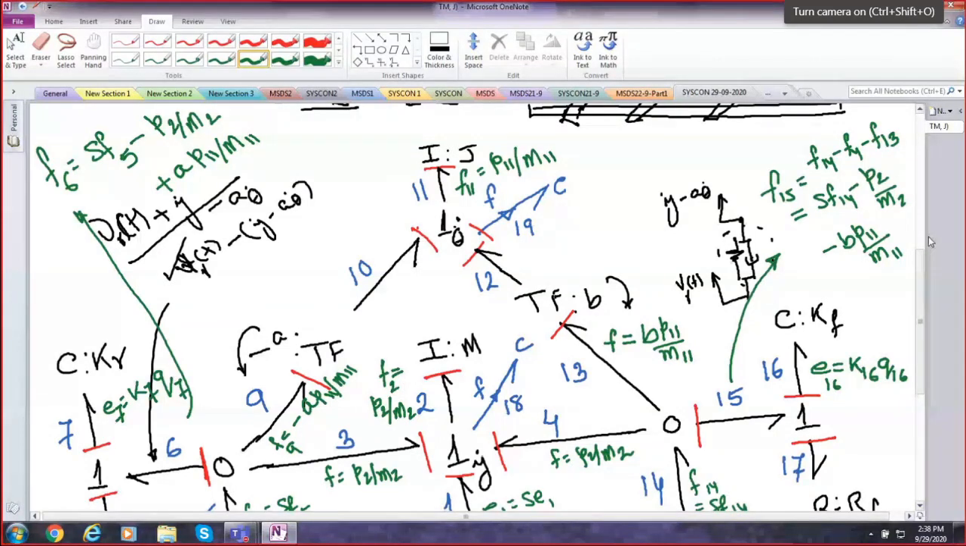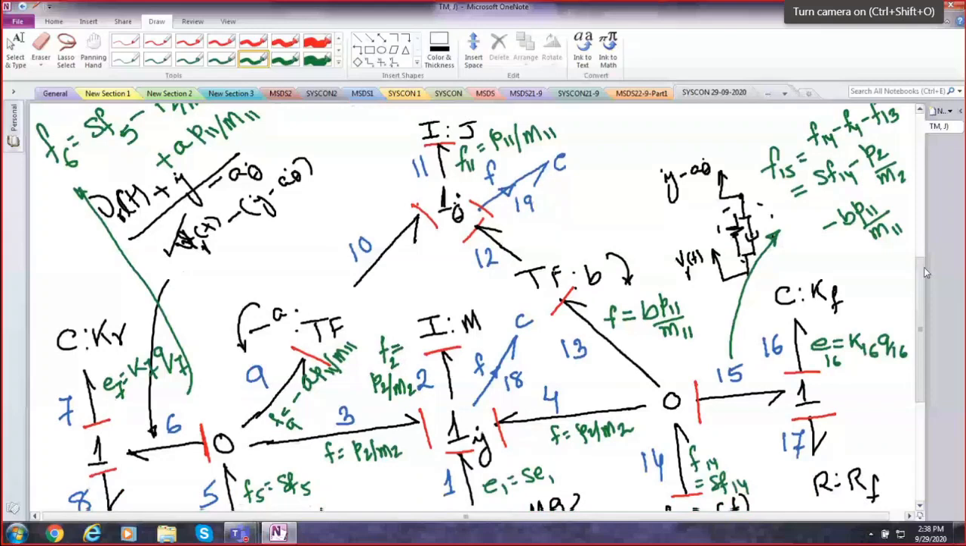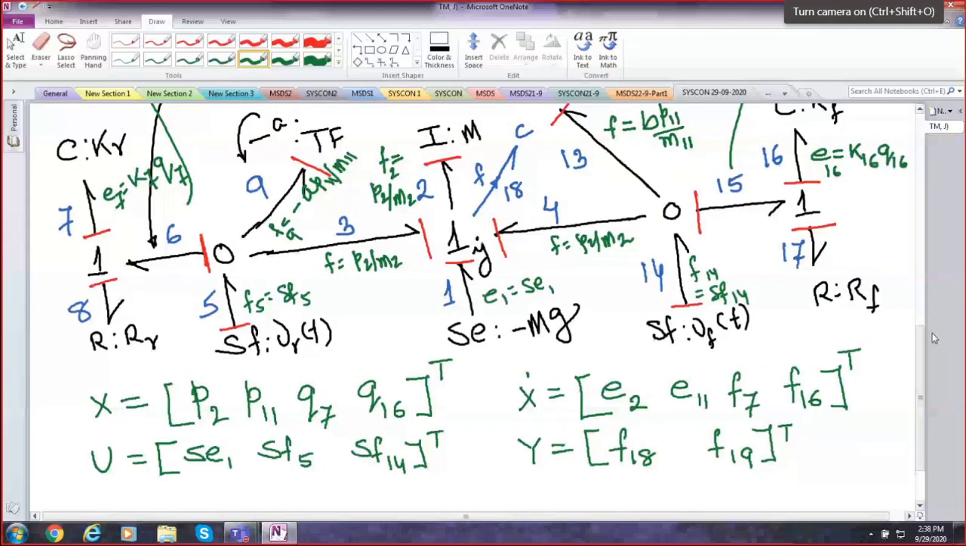If we go to state space, we require the equation for F7 and the equation for F16. So we are trying to find them. How are we trying to find them? I am writing F16 is required. F16 I get from F15. F15 I get from F13 and F4 and F14.